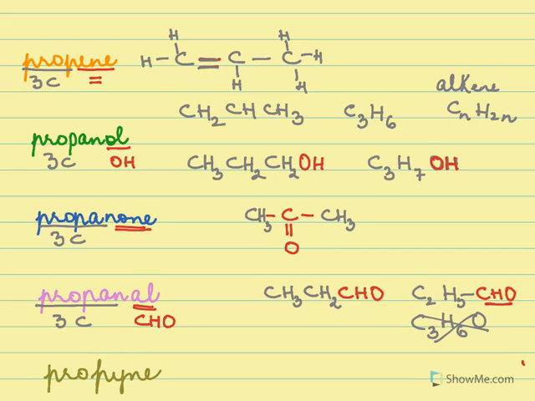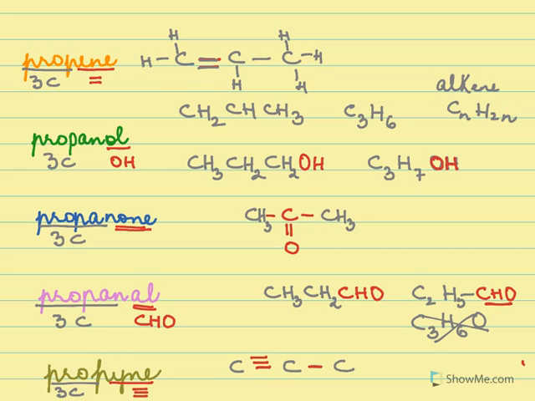Then we go to propyne. "YNE" means it has a triple bond. "Prop" means 3 carbons, so a 3 carbon triple bond. So I put my 3 carbons here: 1, 2, 3. And I need to put in a triple bond. I can put it here, or I could put it here. 1, 2, 3, I'll put it here.